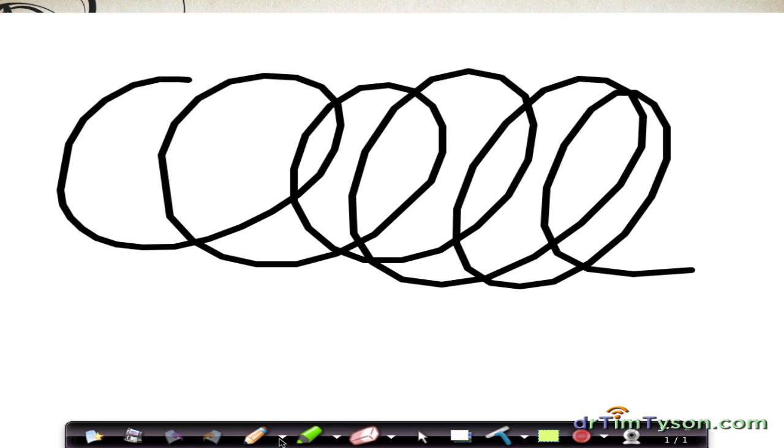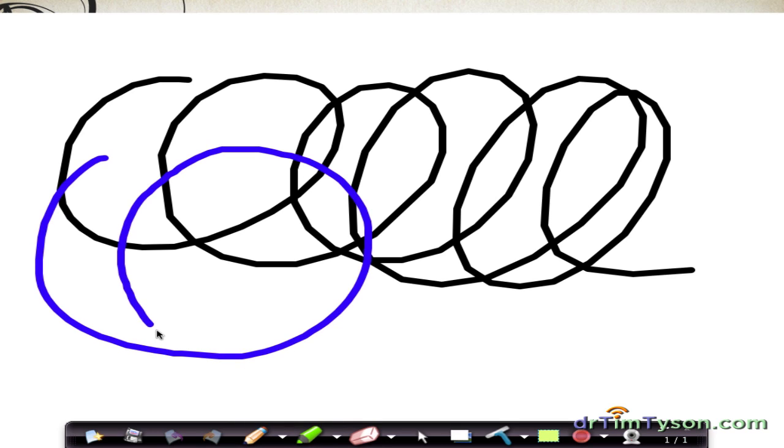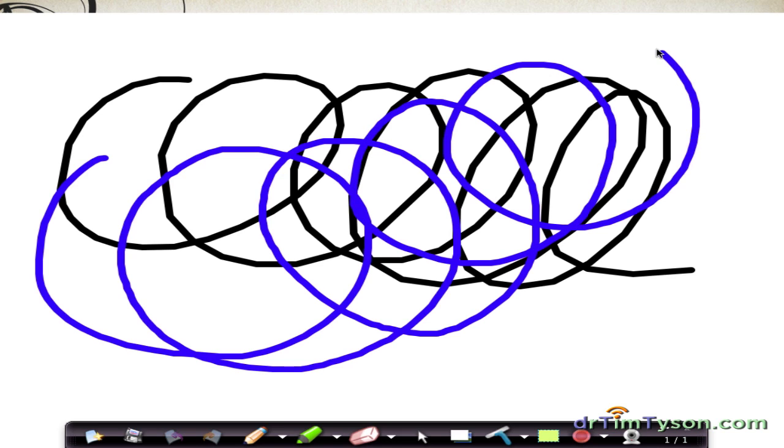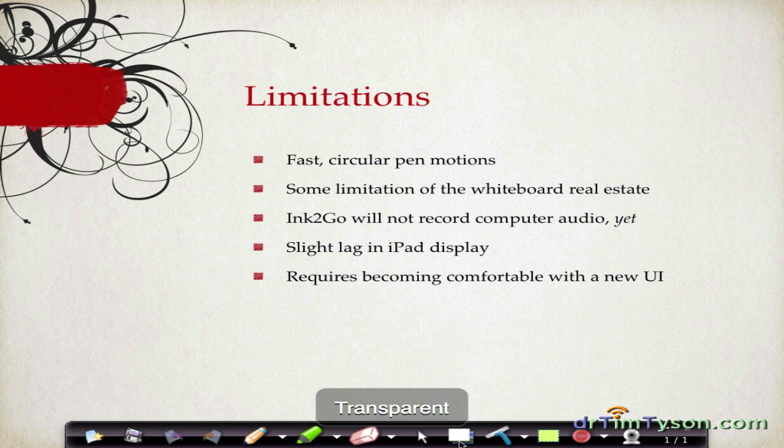This is not that big a deal if you make sure, let's go to a blue pen, and if you move slowly, and I'm not really moving that slowly, but I am moving more slowly, more fluid motion. And I find that Splashtop is very responsive, so a wonderful feature of it. So that's a slight limitation. I mean, certainly not a deal breaker for me.